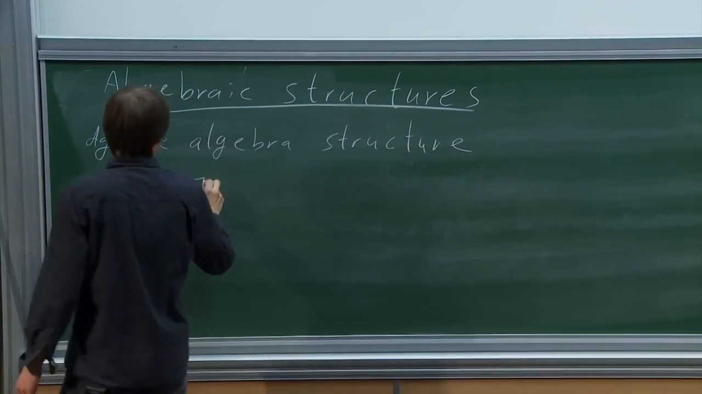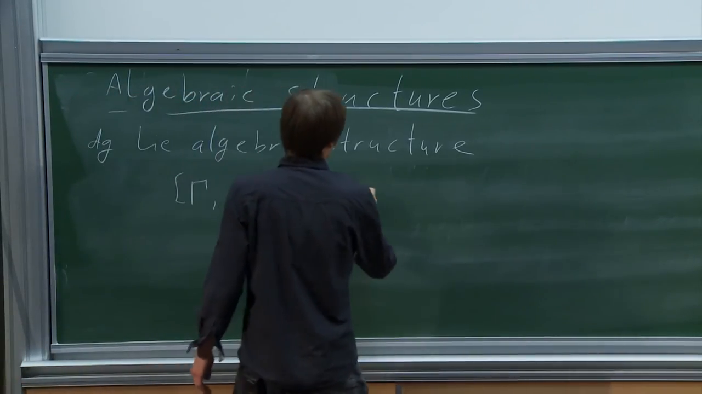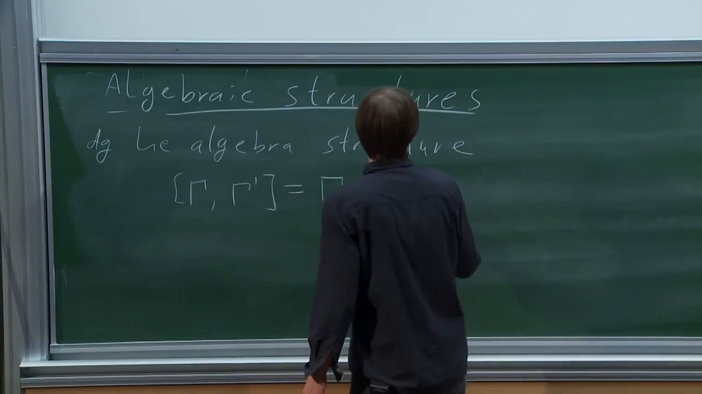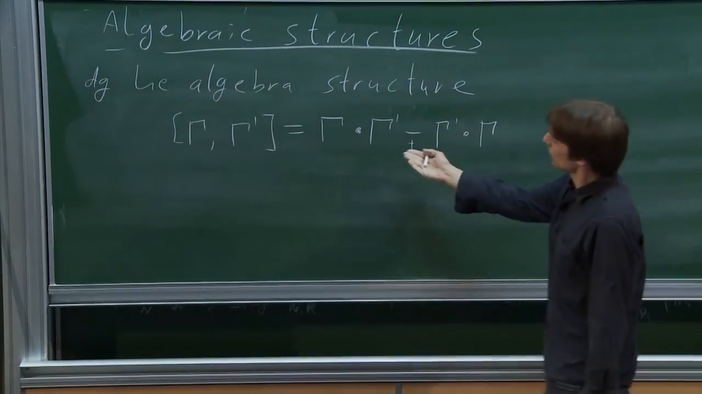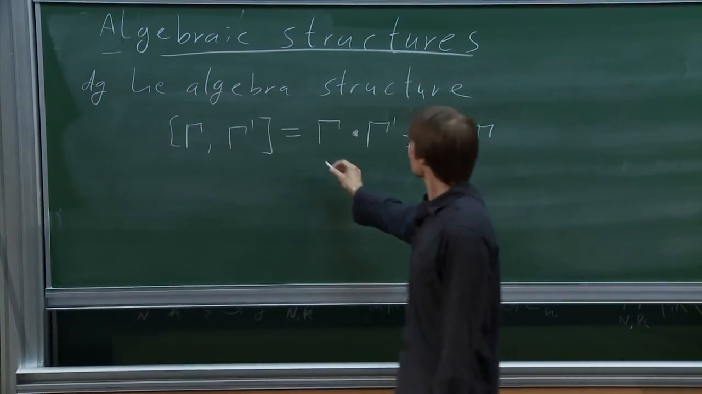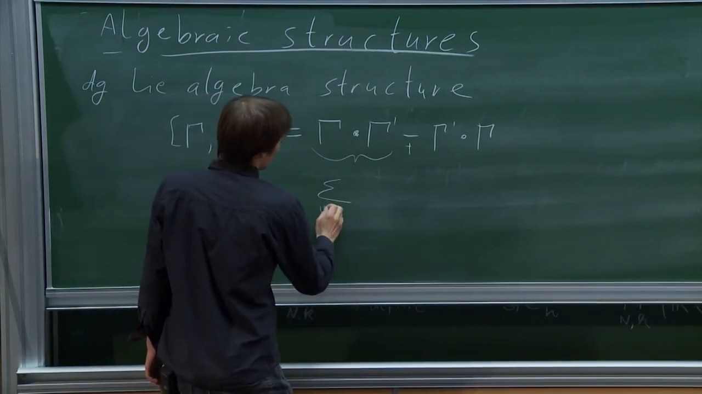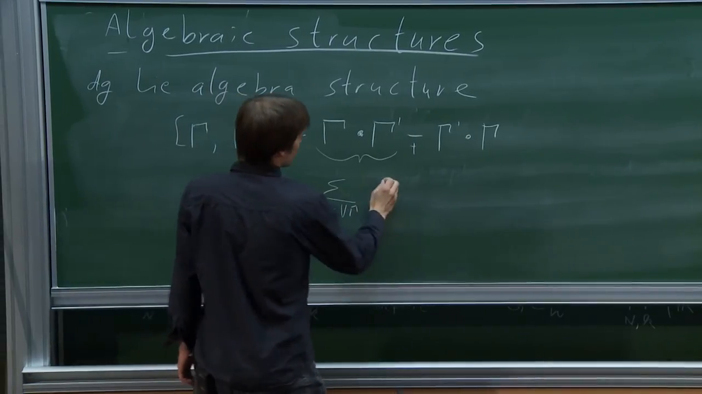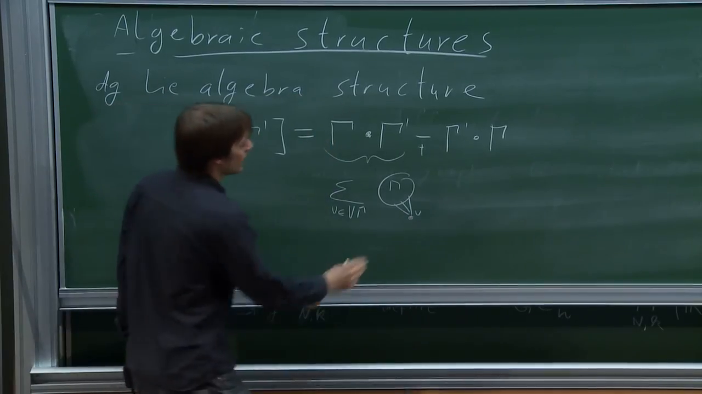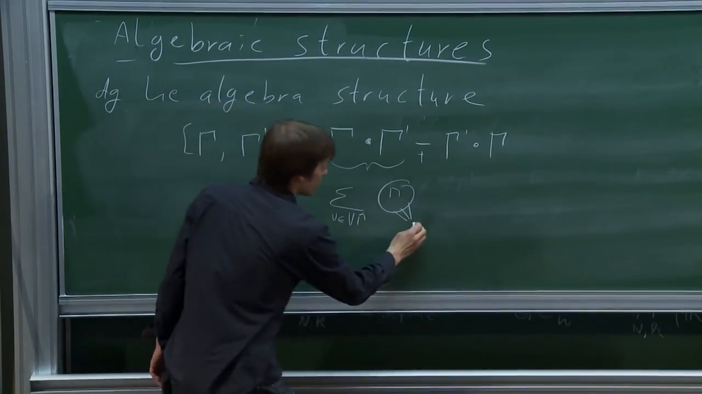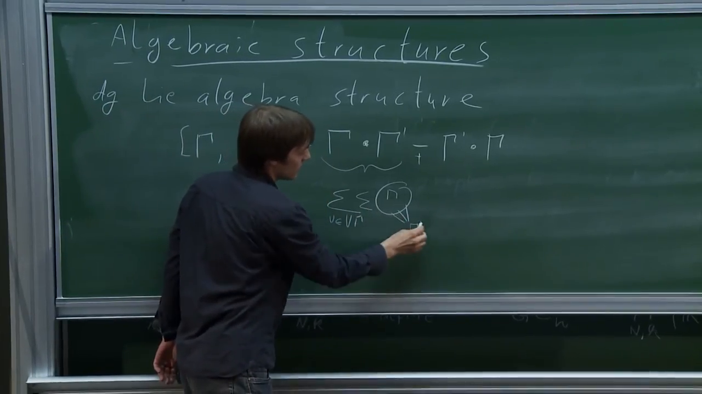And it is obtained as follows. So if you have two graphs, gamma and gamma prime, and you want to take their bracket, you take the commutator with respect to some pre-Lie product. And to compute this, what you do is you sum over all vertices of gamma. So here's gamma. Here's the vertex V of gamma. Then you delete this vertex, you plug in gamma prime instead, and you reconnect the edges in all possible ways.